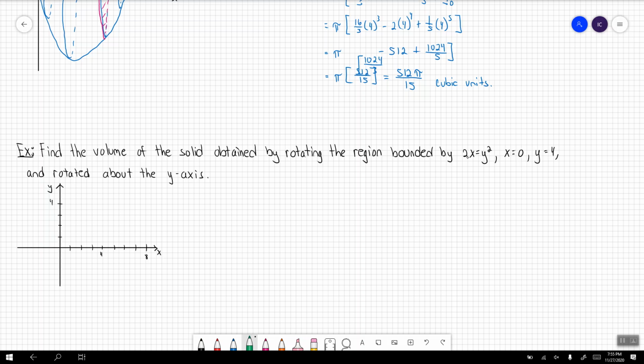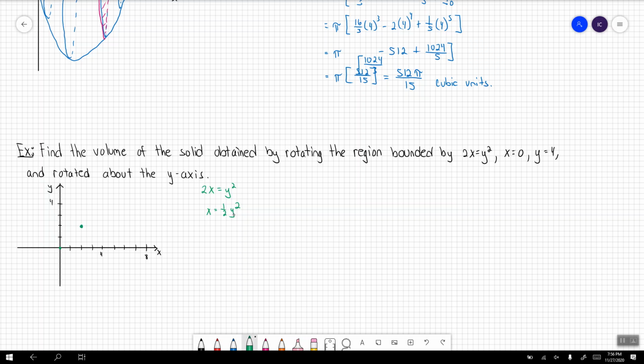The first function that I'm given here is 2x is equal to y squared. So 2x is equal to y squared. That can also be rewritten as x is equal to 1/2 y squared. So if x is 0, then y is going to be 0 as well. This time I'm going to take y values. So if, let's say, y is 2, then 2 squared is 4. 4 divided by 2 is just 2. So when y is equal to 2, we get 2 for the x value.